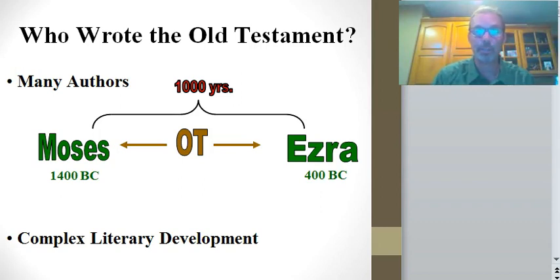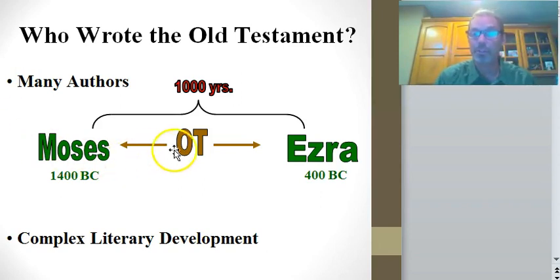So who wrote the Old Testament? Well, the answer is there are many authors. Many people had a hand in the production of the Old Testament. But we can say that Moses was probably one of the first people to be involved in the production of the Old Testament. Moses, writing in about 1400 BC, is traditionally credited with being the author of the Pentateuch, the first 5 books, Genesis, Exodus, Leviticus, Numbers, and Deuteronomy.